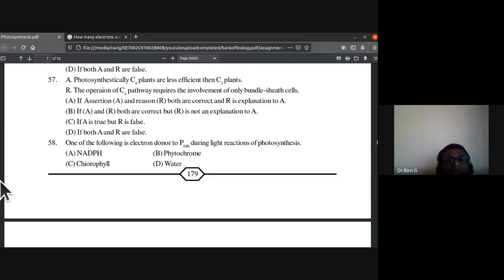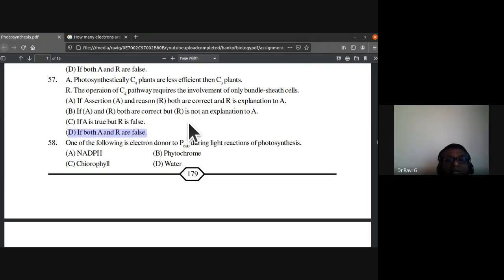57th, photosynthetically C4 plants are less efficient than C3 plants. The operation of C4 pathway requires the involvement of only bundle sheath cells. So photosynthetically C4 plants are less efficient. Both the statements again they are wrong. So it is D. Both A and R are false.